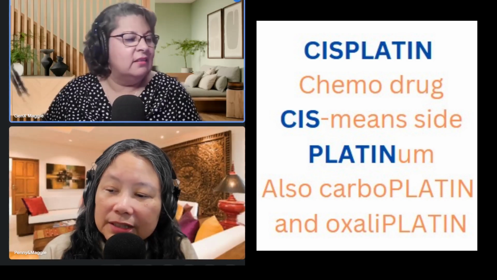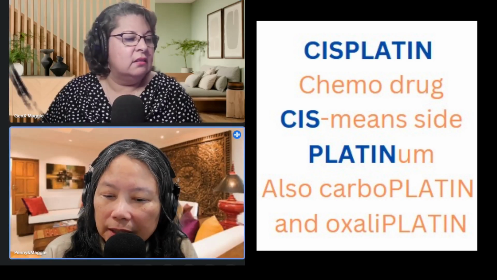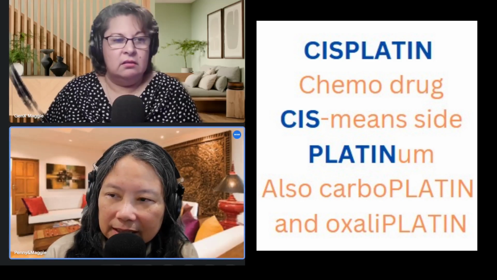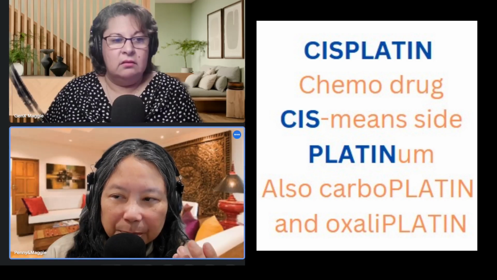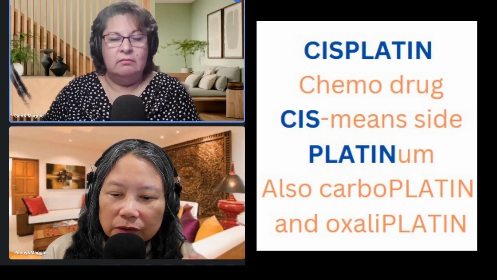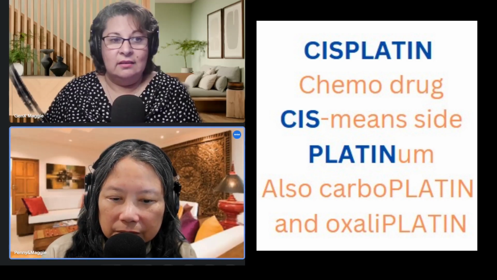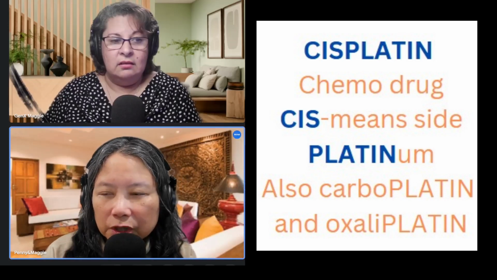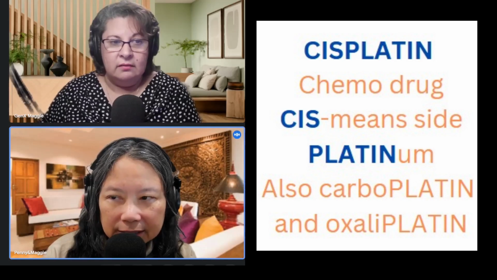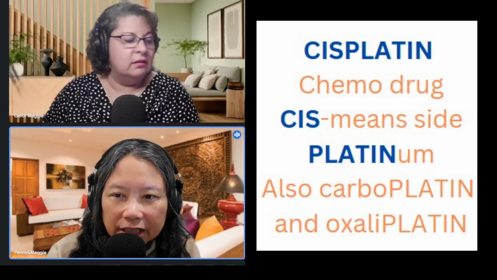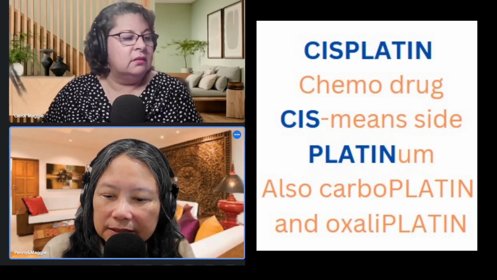Cisplatin. So this is a chemotherapy drug, and cis means side, and then platin. Doesn't that sound sort of like platinum, right? So these drugs actually have platinum in them, the molecule. And there are a few drugs that have that same ending, like carboplatin, oxaliplatin. They all have platinum in them. So the doctor knows that they're in the same class.